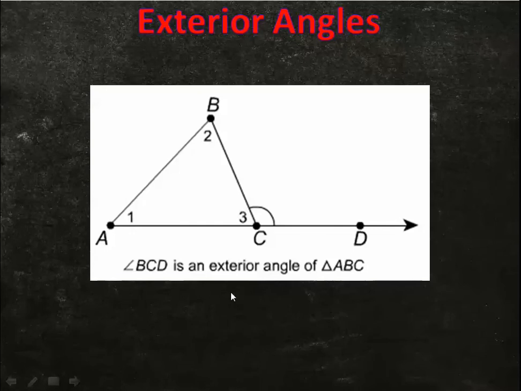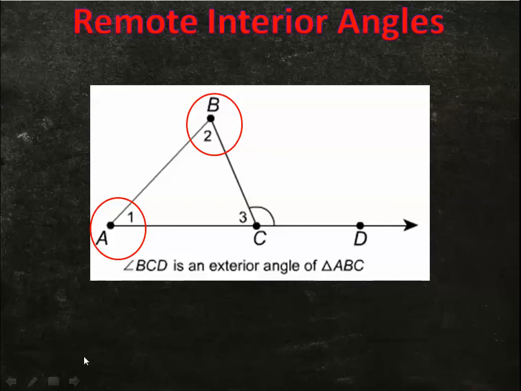Here we go. Angle BCD is an exterior angle of triangle ABC. So here's C, okay? That's an exterior angle, BCD. And then angle A and angle B are going to be your remote interior angles. Just think, if you're working with the remote control for the TV, you're sitting far away from the TV, so that's why they call it a remote. Well, that's the same with these interior angles. They're far away from the exterior angle, so they're going to be called remote interior angles.